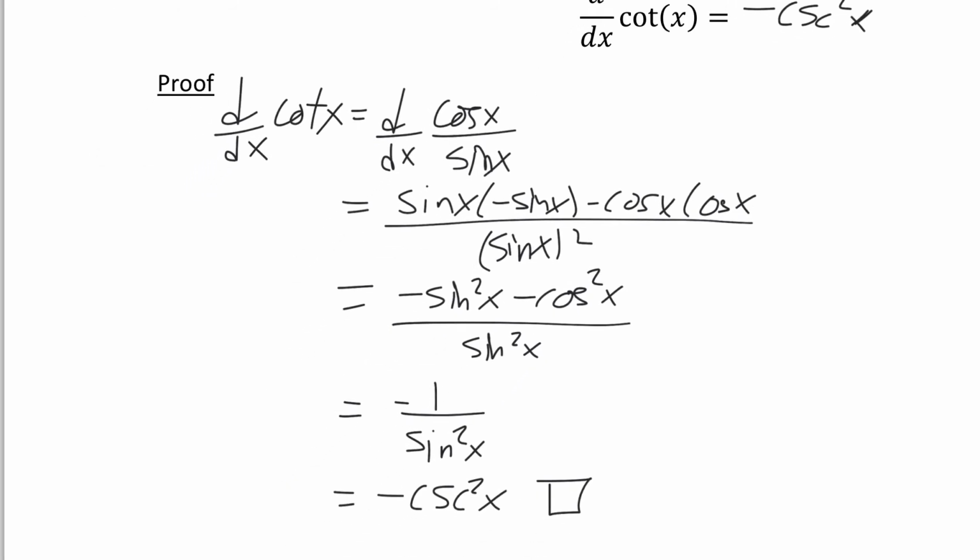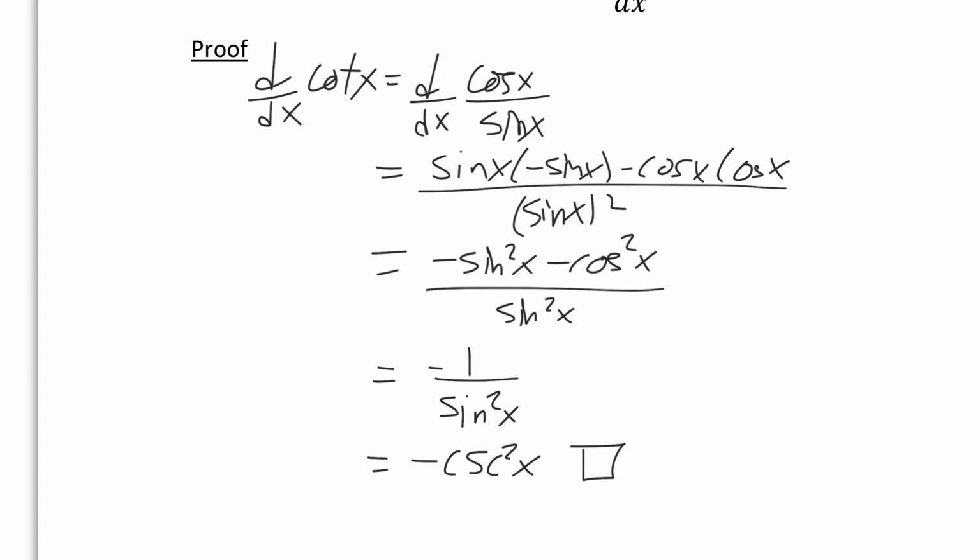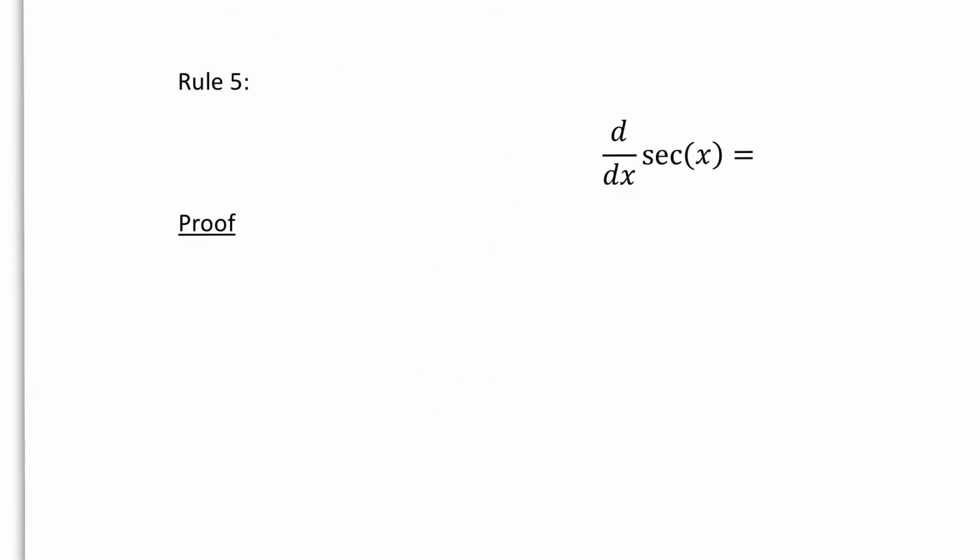All right, well, let's just keep on going for all the trig functions. Let's keep on trucking. Rule number 5, we have the derivative of secant. Maybe it's back to tan, maybe it's tan squared, maybe it's cotan. Take a guess at what the derivative might be, and then go ahead and pause the video and try to prove it using the quotient rule.